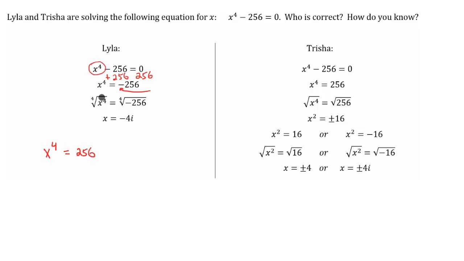Let's see, what else can we look at? On this right side, Trisha added 256 to both sides. She got the correct positive 256. Then she took the square root of x to the fourth, which gives us x to the second power. She did the square root on the right side as well. That gives us plus or minus 16, which is correct. Whenever you take the square root of a variable like that, you have plus or minus. She separated it into two parts, a positive version and a negative version, and we did not do that over here on the left side, so that could be another mistake.